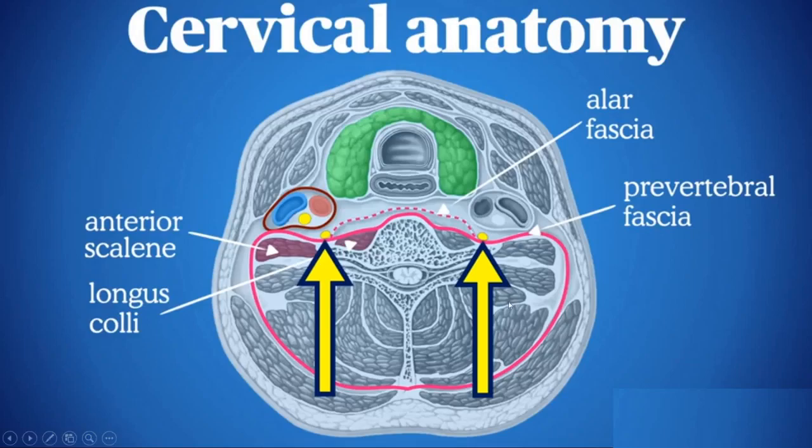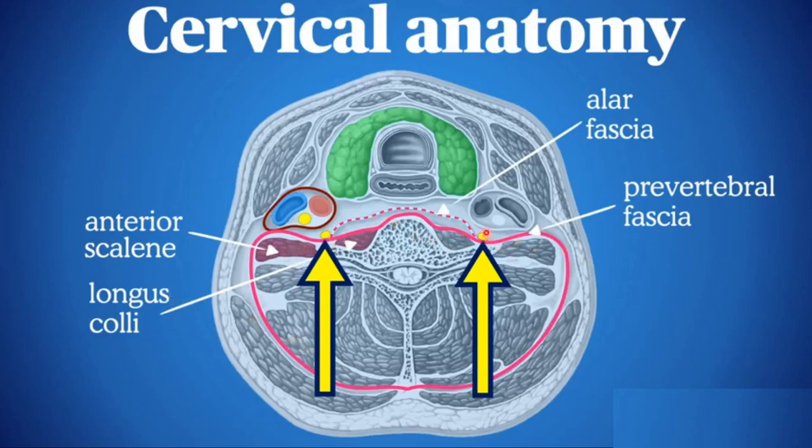So as you can see in the cross-sectional anatomy, this is the longus colli muscle, which is present over the anterior lateral part of the vertebral body of the cervical vertebra, and just lateral to the longus colli muscle we do have the scalene muscle. You can see the anterior scalene muscle. On either side, this is the longus colli and this is the anterior scalene.